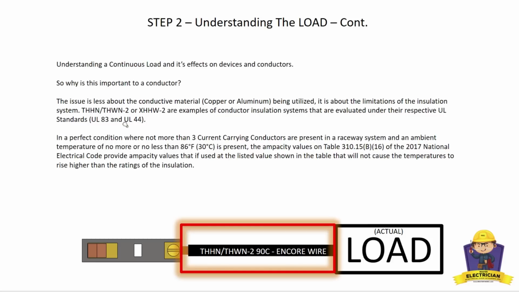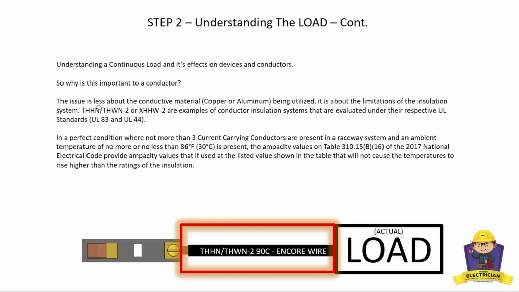Now, why is it important for the conductor? The issue is less about the conductive material, that's the copper or the aluminum, being utilized. It's more about the limitations of the insulation system. Again, THHN, THWN-2, or XHHW, those are examples of conductor insulation systems that are evaluated under their respective UL standards. And UL 83, for example, is what we use to evaluate THHN.